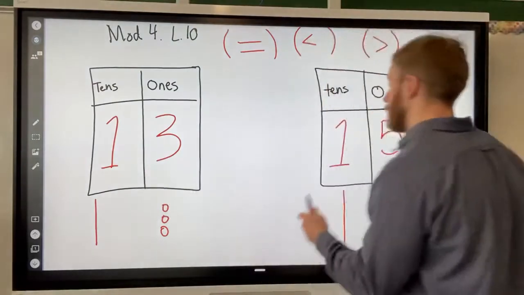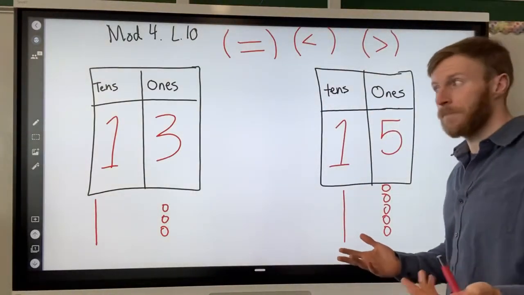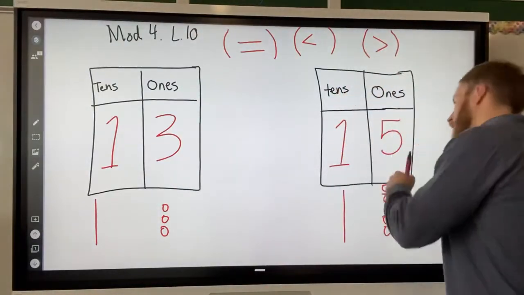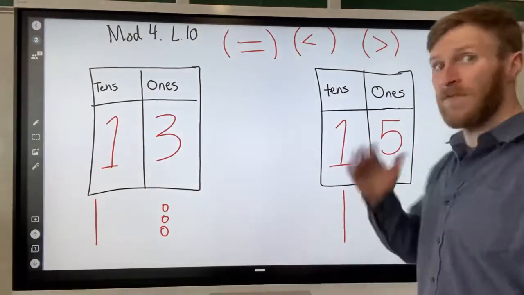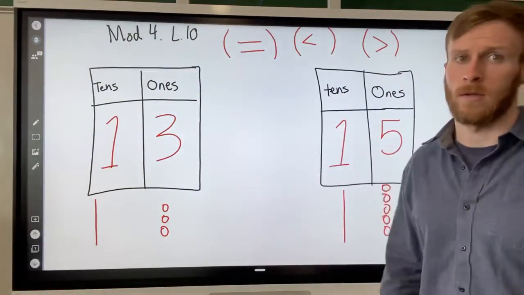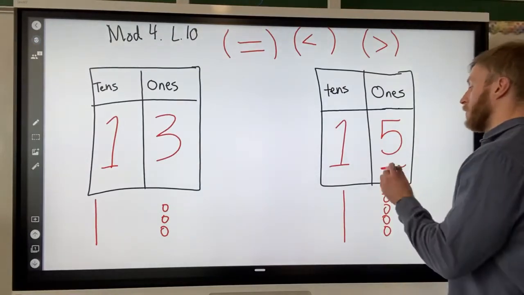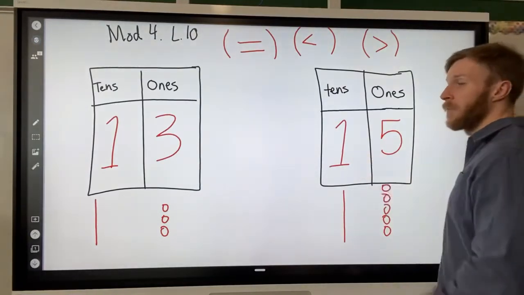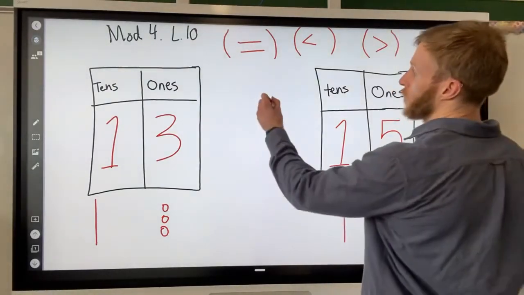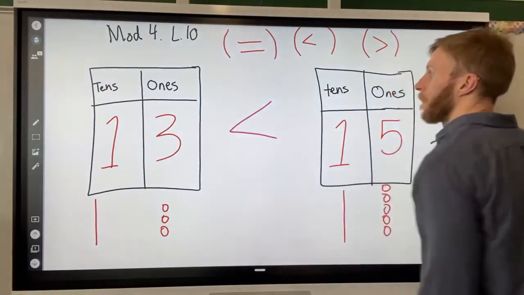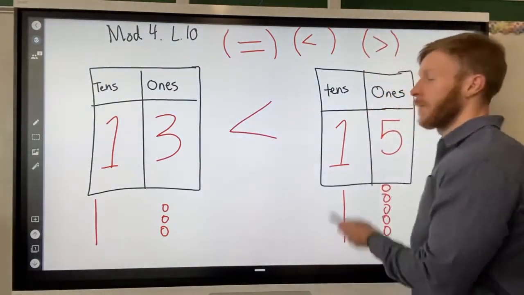We have 1 and 1. Can't tell which one's bigger by that because they're the same. So we have 3 and 5. Which one's place value is bigger? Is 3 bigger than 5 or is 5 bigger than 3? 5 is bigger. This is the bigger ones place value, so that means this number must be bigger, which also means the alligator wants to eat this one. So your symbol should look like this. 13 is less than 15.